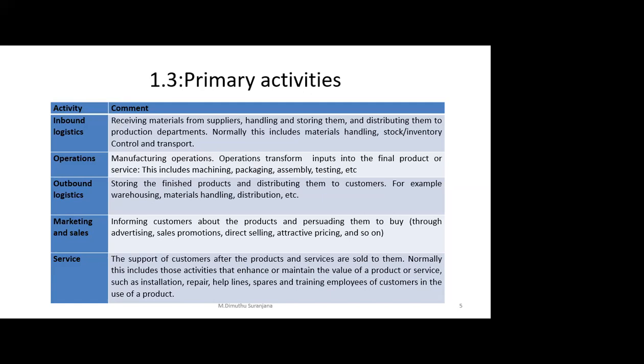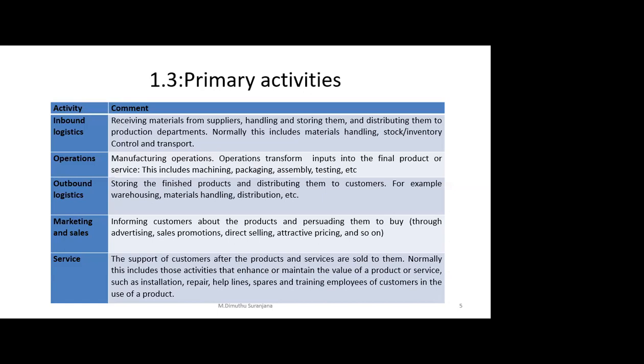These are after sales activities. For a certain product, you have to install the product. If you have purchased an IT system, for example, you have to install that one within the organization, right?